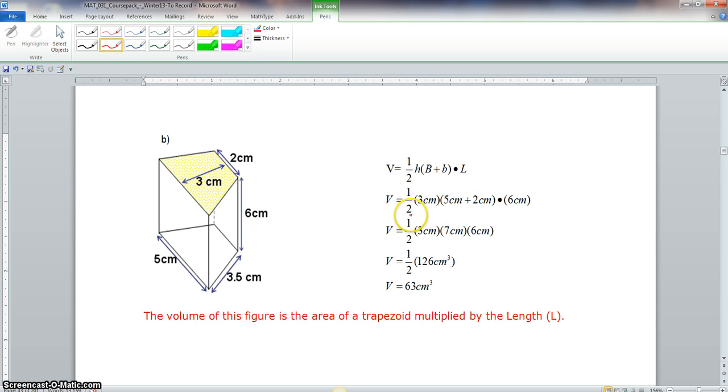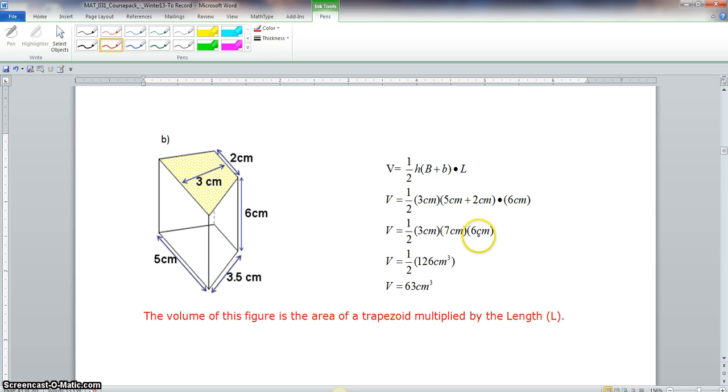So, we will have 1/2, the height here is 3 centimeters. Then we have the larger base, which is here, from here to here, which is 5 centimeters. The smaller base is up top here, which is 2 centimeters. And then also the length is here, which is 6 centimeters. So we will have 1/2 times 3 centimeters, 5 plus 2 is 7 centimeters, times 6 centimeters.